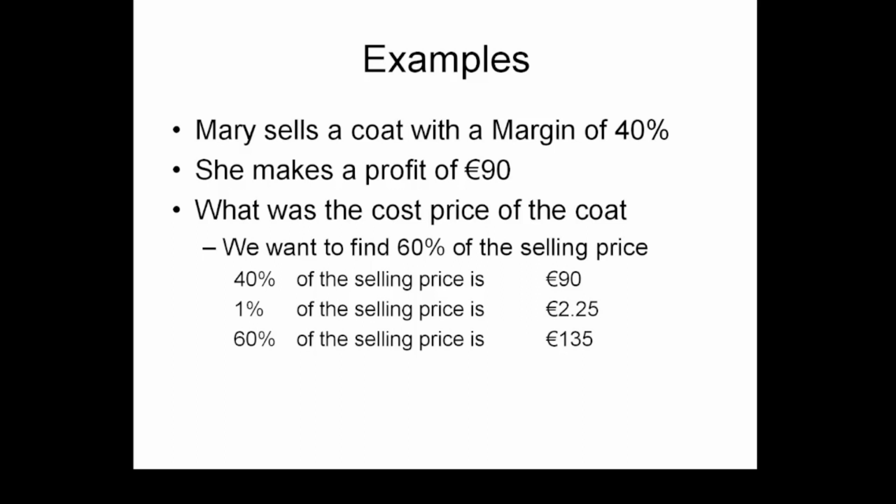Okay, so just remember, when you're talking about margin, we're talking about a percentage of the selling price. Start with what you know. In this question, we know that 40% of the selling price is €90, and try and find out what you're trying to find out. So the cost price is what we want. So that's going to be 60% of the selling price. So keep in mind, when you're talking about margin, you're talking about percentage of the selling price. Then you use the unitary method to go from what you know, the 40%, to what you want, which is the 60%, via finding 1% of the selling price. Have a go at these questions, and the best of luck.